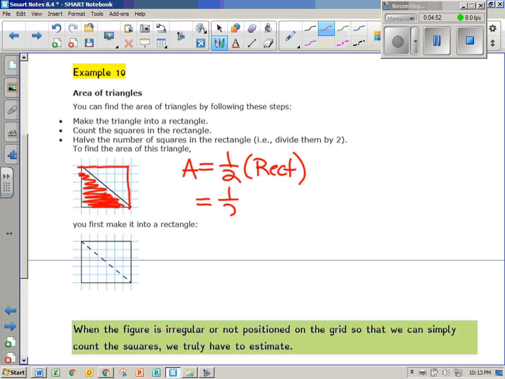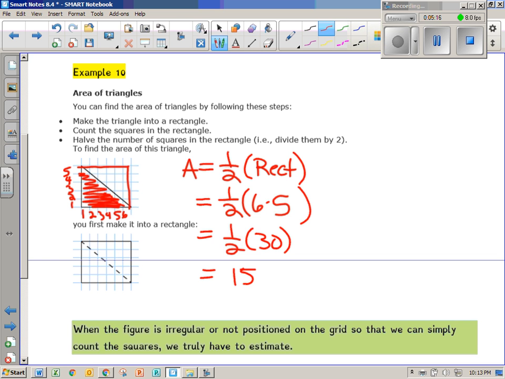And so the area of the rectangle, you see it's 1, 2, 3, 4, 5, 6 across, so it's 6 times 1, 2, 3, 4, 5 vertically. So that means there's 30 squares in that rectangle. So half of 30 is 15. And this one doesn't give the units here, so let's just go ahead and say units squared, since we don't know how big each one of those little grid squares are.